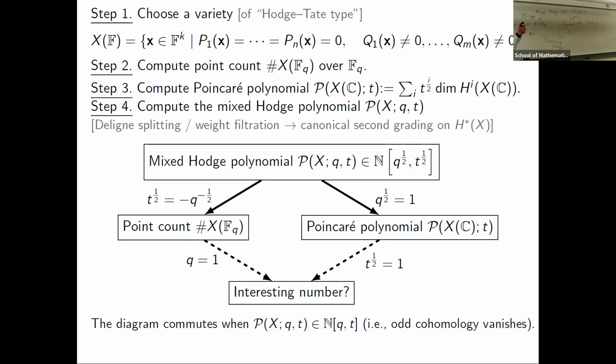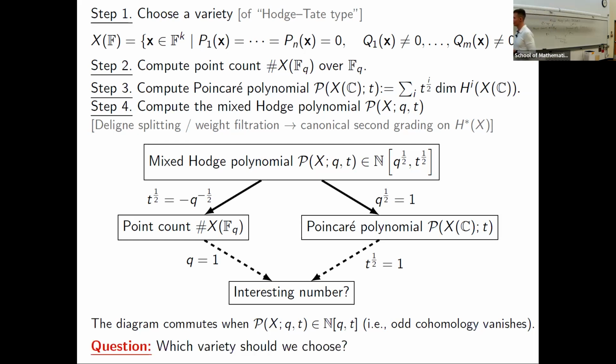So when the polynomial has only integer powers, so that there are no half integer powers, that is equivalent to saying that the odd cohomology of your space vanishes. So there's only even cohomology. In this case, if we're lucky enough, we can study this interesting number combinatorially. So this is a very nice story. And my first open problem for you is: choose your favorite variety and compute all those things.